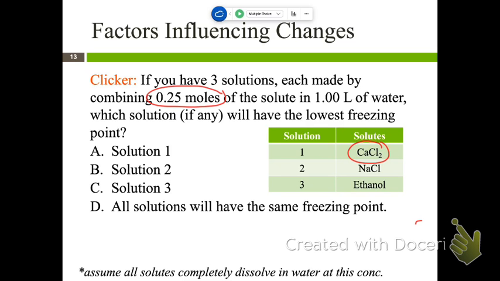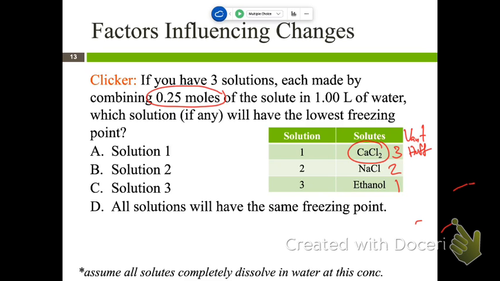It forms 1 calcium ion, 2 chloride ions. It forms 3 total ions. That's called the Van Hoff factor. So the Van Hoff factor is 3 for calcium chloride. What is it for sodium chloride? 2. And ethanol?